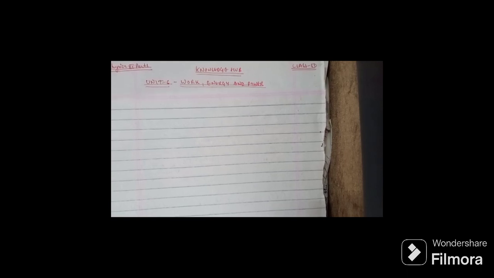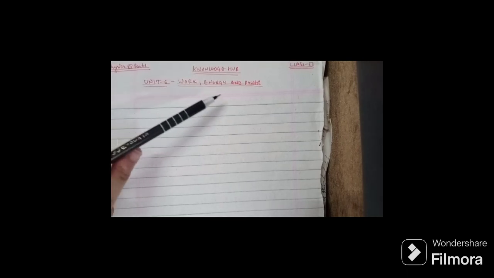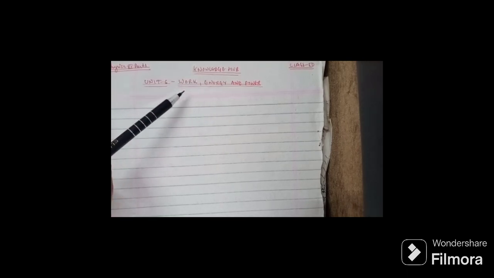Today we're going to start discussing physics of class 11th, Part 1, which we have to cover here. This is Unit 6, which is Work, Energy and Power. That is a very important one. This is Unit 6; we have to continue.